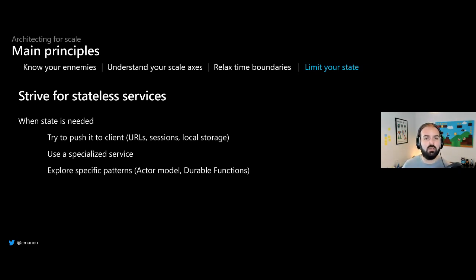Most of the time, if the server is going down, you are losing all the data. So it should not be your only way to store the state, but it can help you to scale across a number of different servers. And then we have some specific patterns, specifically in the cloud environments, to allow you to scale the state much easier than before in distributed systems. Two of them are the actor model and durable functions.